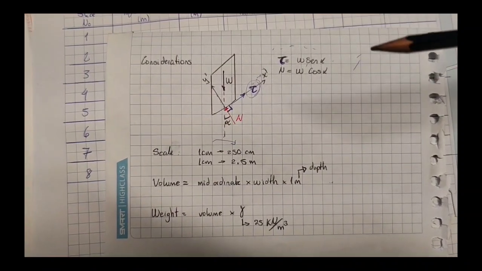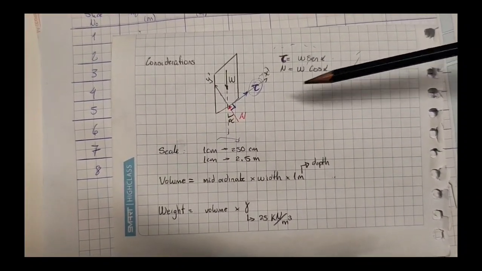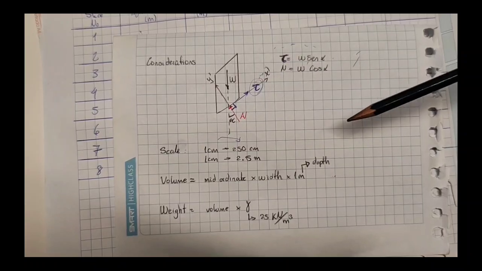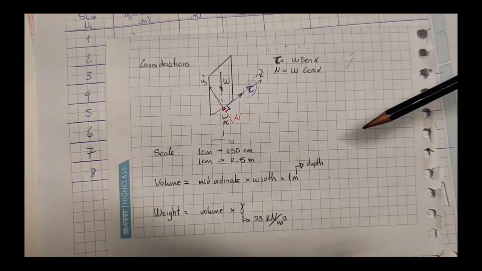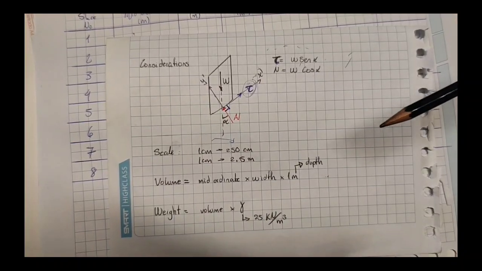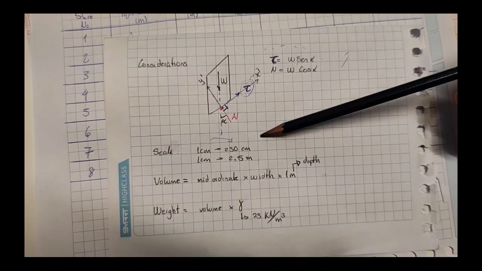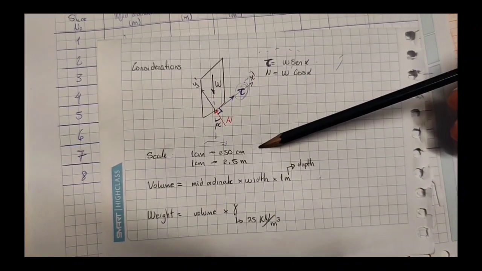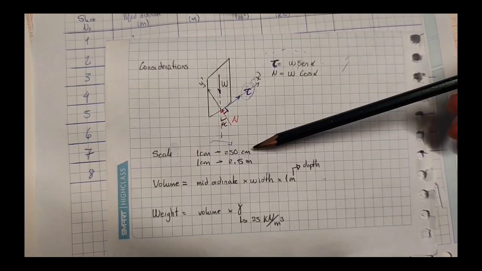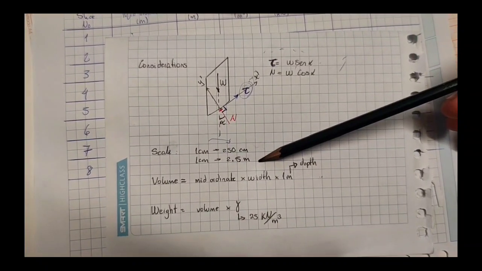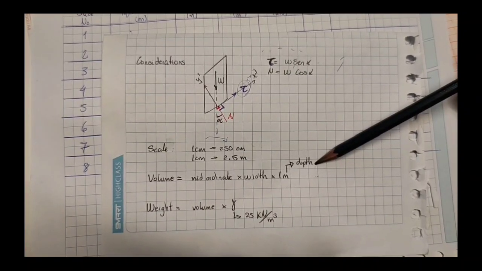Some considerations to know: how to get the shear force and the normal force in each slice. We get them by summing the forces on the x-axis and y-axis. Also, we need to transform the measurements in centimeters to meters using the scale. For example, 1 centimeter is 2.5 meters, and for the volume calculations we use 1 meter wide.